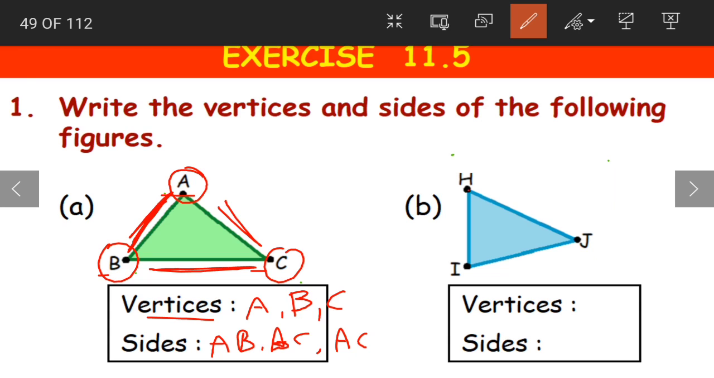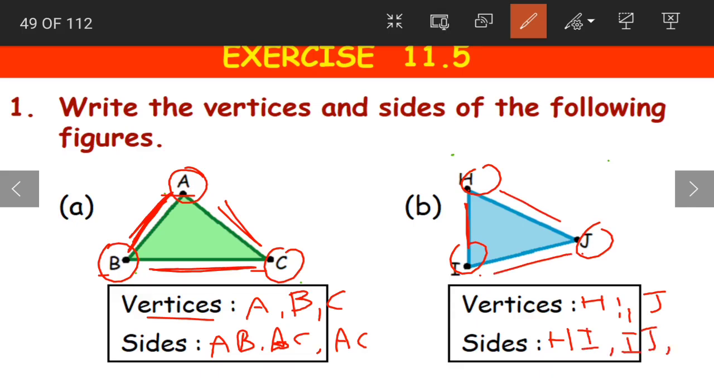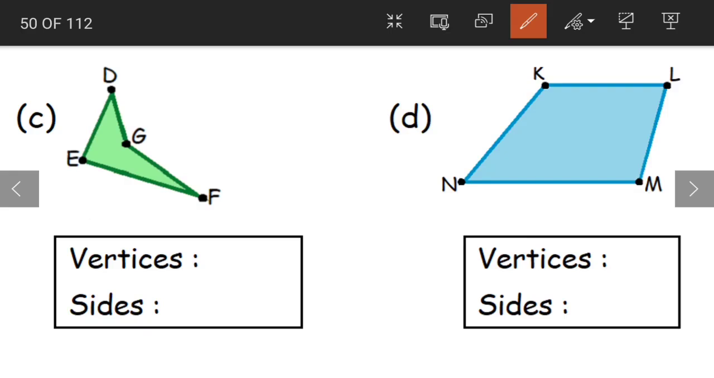So for a triangle HIJ, H, I, J become our vertices and the sides are the line segments, again HI, IJ and HJ. Yes, so these are the sides of our given triangle.